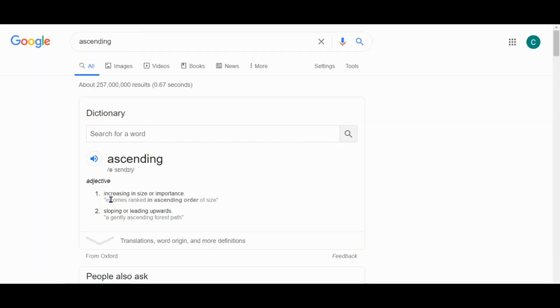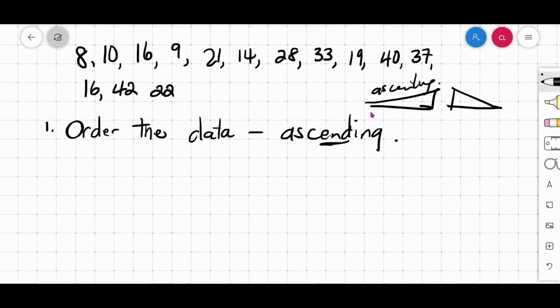Ascending means that we are increasing in size or importance, sloping or leaning upwards. So ascending simply means that we're moving from the least to most, from small to large. So let's go now. The smallest number is 8. Then we see, so we have 8. Let's go 9. So we see 9. Then 10. Is there 11? No. 12. 13. I see 14.